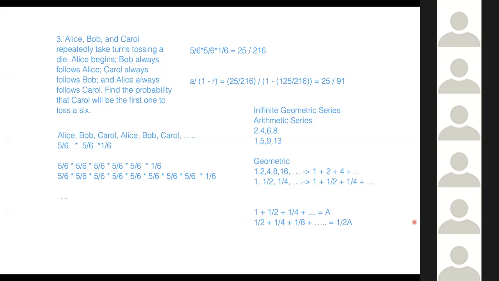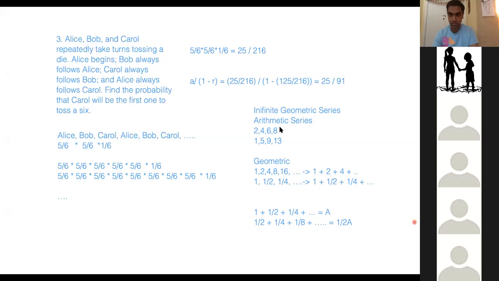For the second equation, you have 1/2 plus 1/4 plus 1/8 and so on. In the first equation, you have that exact same sequence, except you're adding an extra 1. So the difference between A and 1/2 A is half of an A. And if half of an A is equal to 1, then A will be equal to 2.